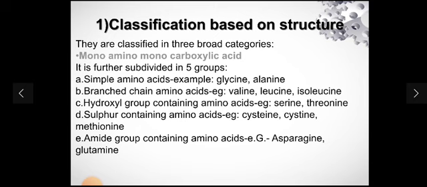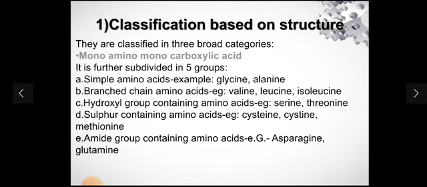Now let's go straight into this. The first classification is based on their structure. And there are three broad categories which we are going to see. The first one is the monoamino monocarboxylate. In other words, we are looking at amino acids that have one amino group and one carboxylic acid group. And this group is further divided into five.